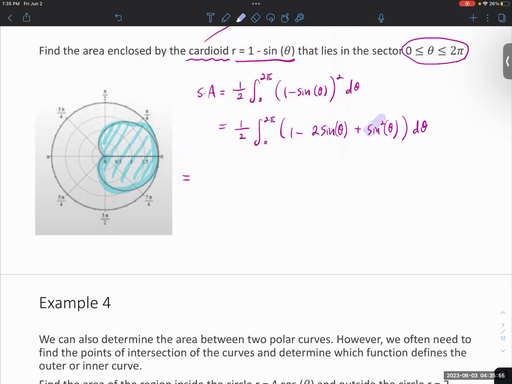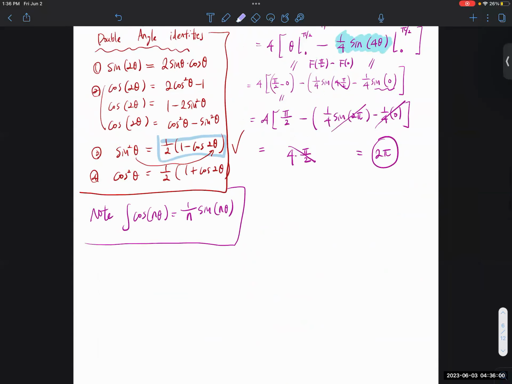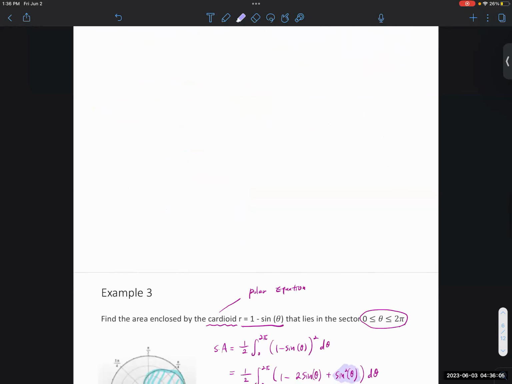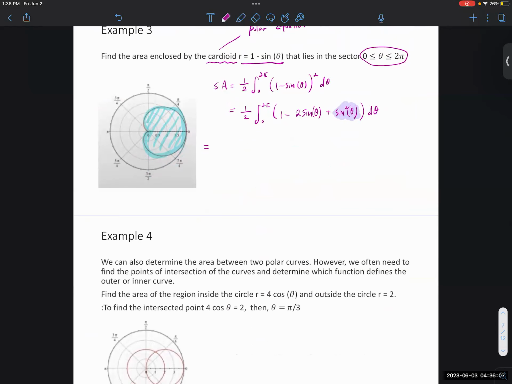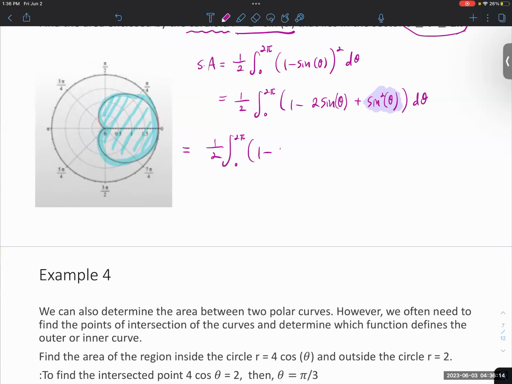What do you guys think? This is a squared term, so sine squared theta, you can convert it using the identity. So I'm going to convert it. So it is going to be 1 over 2, integral from 0 to 2 pi, 1 minus 2 sine theta, plus sine squared theta. And this is equal to what? What do you guys think? 1 over 2, if we go up, there's the identity with cosine 2 theta. And then we are going to take the integral.